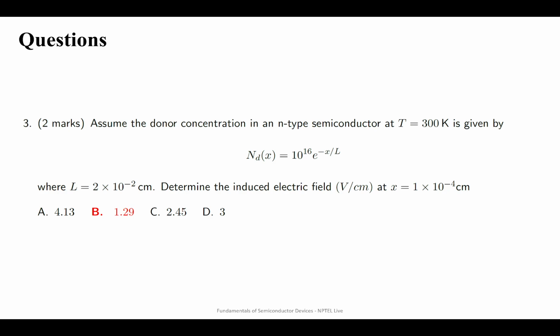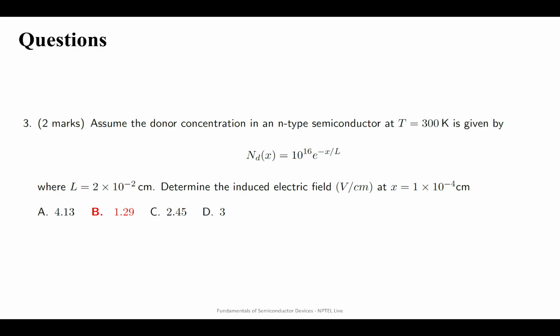The correct answer is 1.29 volt per centimeter. So you know EF minus Ei is given as kT ln n by ni, and instead of n you can write Nd. So you will get EF minus Ei equals kT ln Nd by ni. So if you take the derivative of that, in equilibrium condition, your dEF by dx will be 0 because your EF is constant under equilibrium.